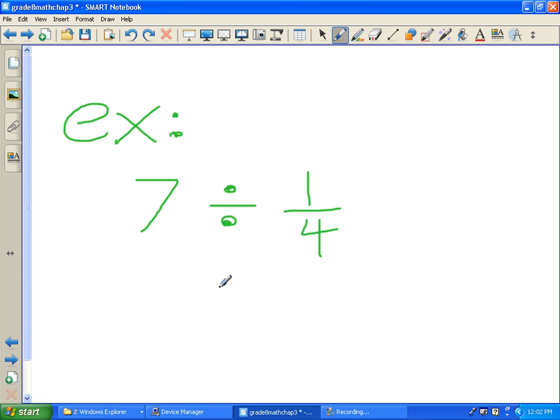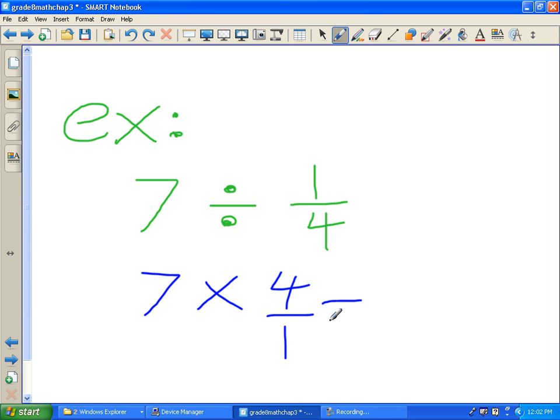Another example. If I take 7 divided by 1/4, if I want to do the reciprocal, all I've got to do is flip it around again. So I'm going to rewrite it. It's going to be 7 not divided by, but times, and then we'll flip it around, take the reciprocal, and there's our problem. So 7 times 4 is 28, and of course 1 times 1 equals 1, so our answer is 28.